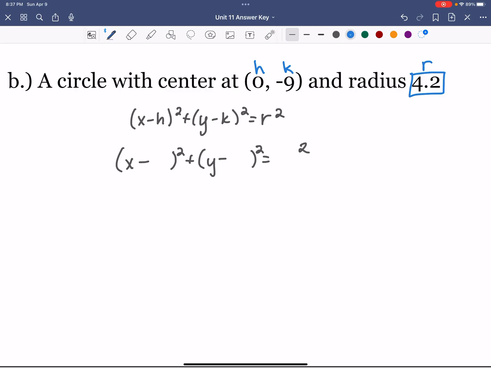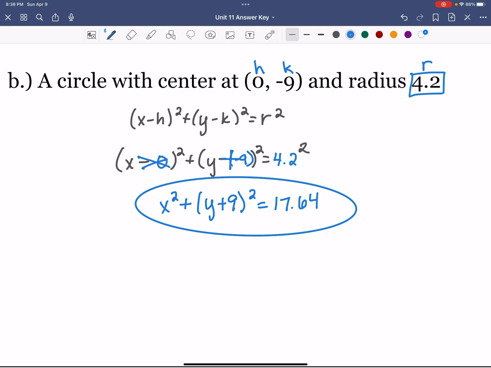And say x minus h, which is 0, squared plus y minus -9 squared equals 4.2 squared. I can go ahead and simplify this. I can leave the 0 in there if it makes it easier for me to see, or I can say x minus 0 is always going to be x, so I don't need it. But if you want it there, I will not count that wrong. So you can say x squared plus y plus 9 squared equals 4.2 squared, which is 17.64. And this is my final answer.